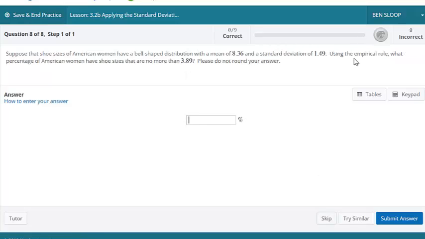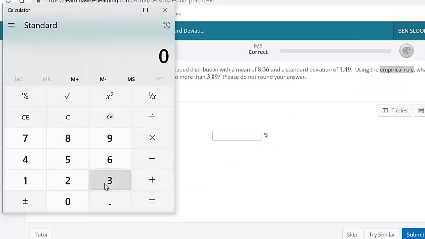Okay, here's another empirical rule with one value. This is our hard case like we've just been practicing. If I take $3.89, subtract off the mean, and divide by the standard deviation. Now that one I can't do in my head. I take the value of $3.89, I subtract off the mean of $8.36, and then I'm going to divide that by the standard deviation of 1.49, and we get -3.